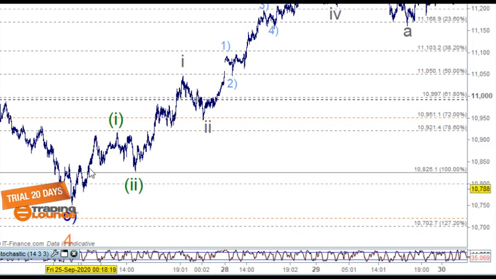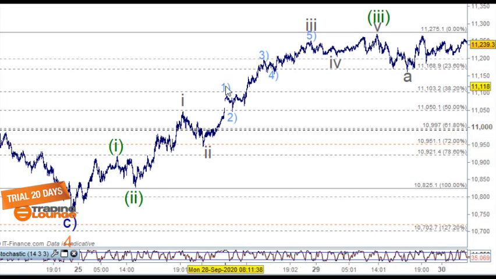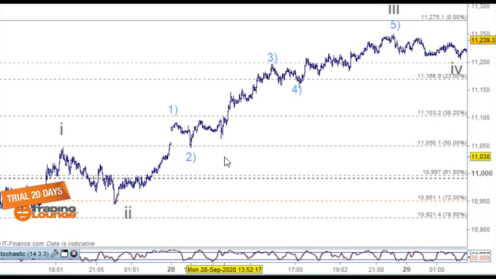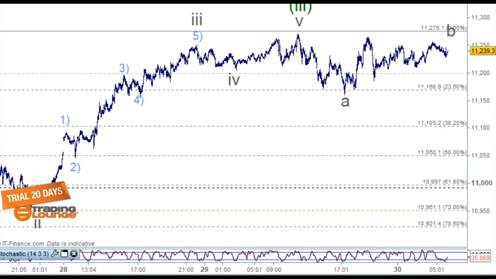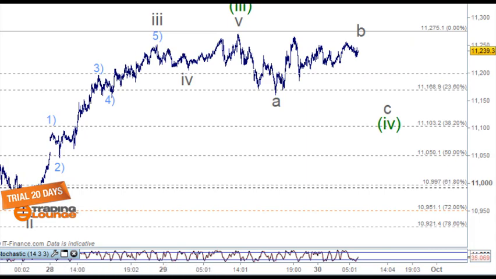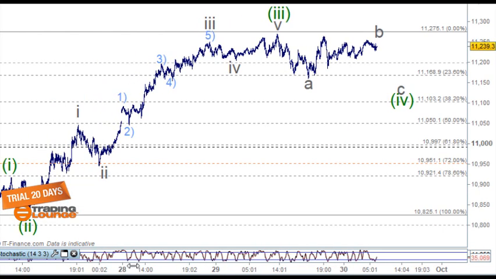So from the low here, we've got 1, 2, 3, 4, 5, and then a nice ABC pattern here. Then we've got the 1, 2, 3, 4, and 5 in here for 1 and 2 of the next degree higher. And then we're looking at wave 1 and 2 here, 1, 2, 3, 4, and 5 here, and the same. I won't go into all of this too much, but you can note that down and do what you need to do with it a little bit later.